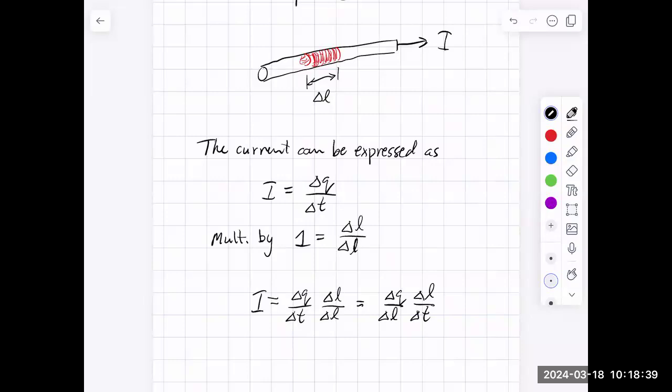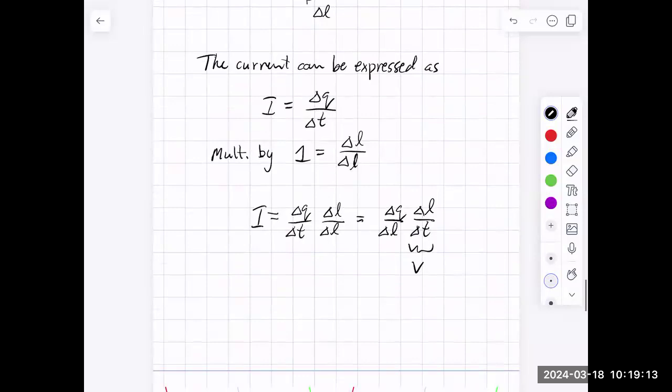So if I had a charge here, we'll call it delta Q, and it's moving with some velocity v, what does this delta L over delta T represent? Yeah, it represents how fast our charge is moving in our current. And so this is just how far our charge delta Q moves in a time delta T, and that's just its speed. That's exactly what it is. Okay, so therefore we have I is equal to delta Q times V divided by delta L.